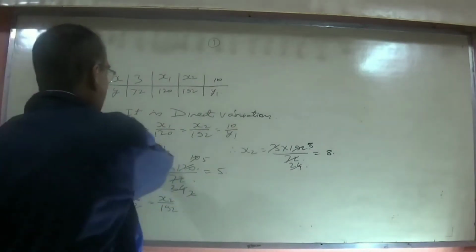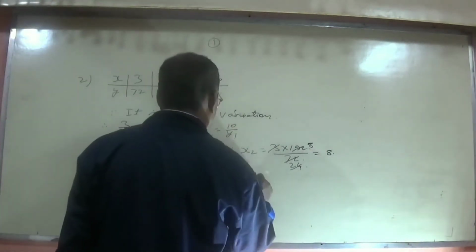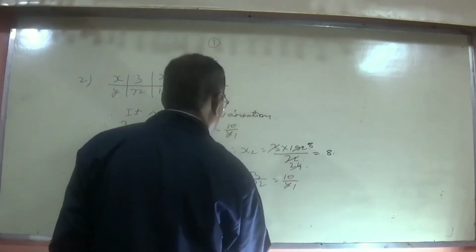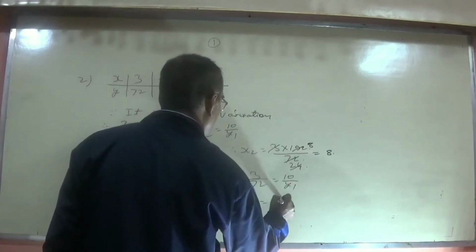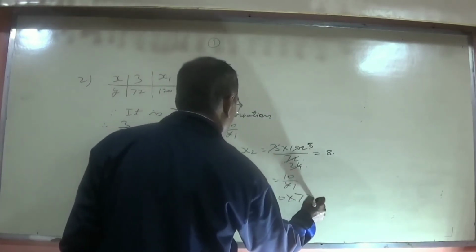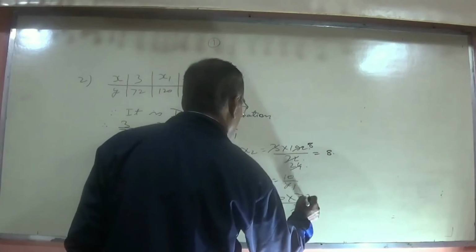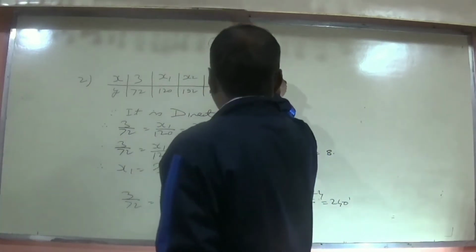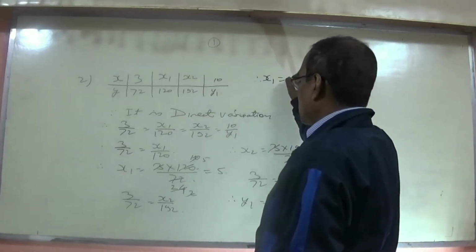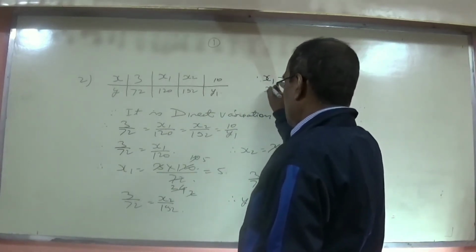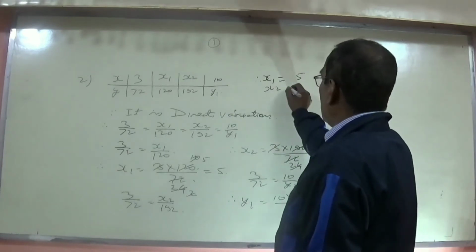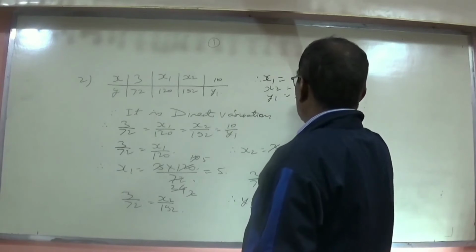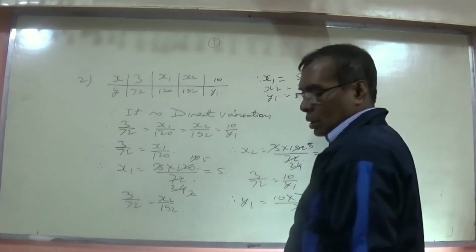And now we'll take the last pair, that is 3 by 72 will be equal to 10 by y1. So naturally y1 will be equal to 10 into 72 by 3. It is coming as 24, which is equal to 240. So therefore we can say, make an index here, that x1 is equal to 5, x2 is equal to 8 and y1 is equal to 240, and that will be your answer.